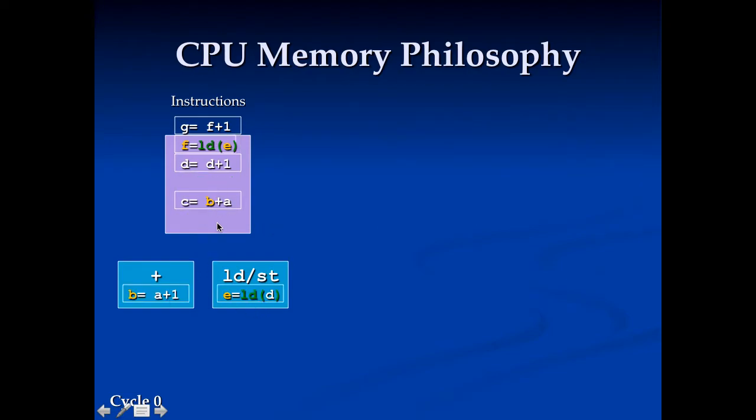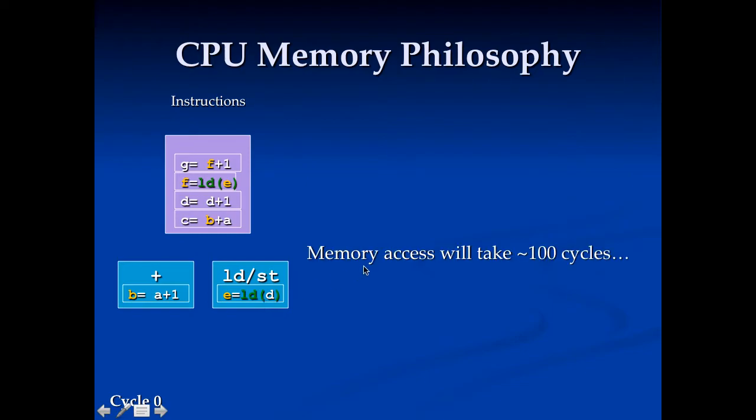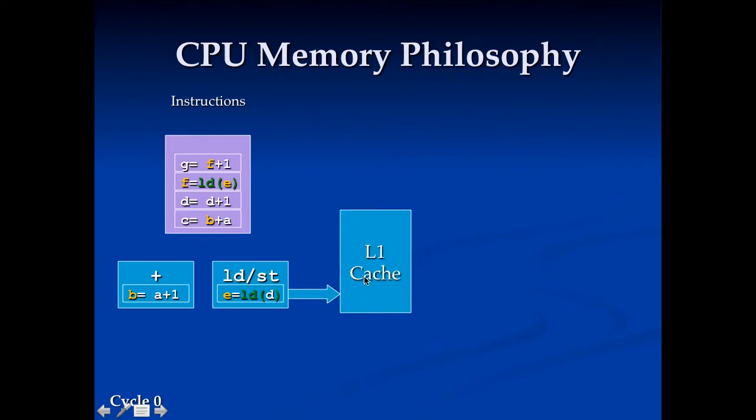We found out we can do these two instructions at the same time. So we go ahead and start them. We do the addition in the adder, and we do the load in the load store unit. Now we go ahead and do this, but it's going to take a long time to access our main memory. Main memory takes about 100 cycles to access. It's really slow compared to the processor. So what we do about this is we're going to put in a cache. We've got this level 1 cache, which is going to keep recently used data, and we're going to send this load over to the cache to see if the data is there.